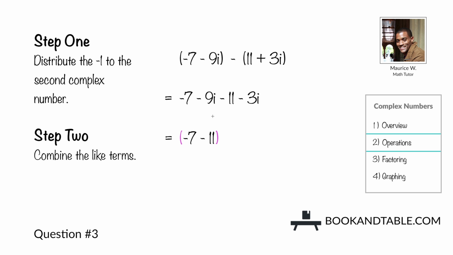So the second step is to combine the like terms. Our real numbers are negative 7 and negative 11. Our imaginary terms are negative 9i and negative 3i. So that would give us negative 7 minus 11, which is negative 18, plus negative 9i minus 3i, which is negative 12i. So negative 7 minus 9i minus 11 plus 3i is equal to negative 18 minus 12i.